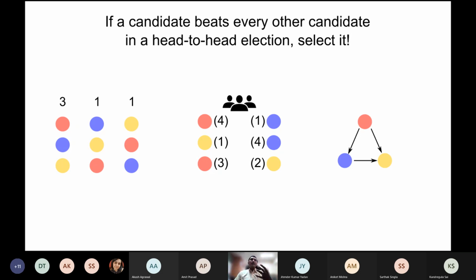Okay, this is known as the Condorcet criterion. Any voting rule that on any given profile picks such a candidate, if it exists, is said to satisfy this Condorcet criterion. But the keyword here is if.